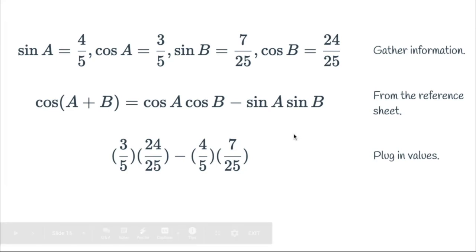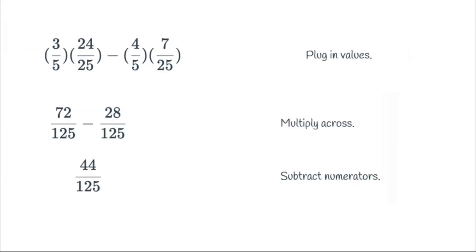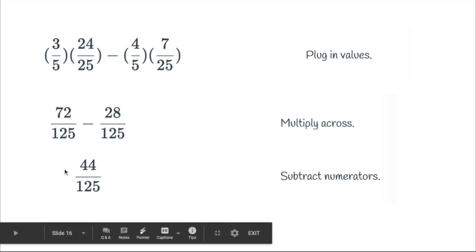All right, I'm going to go ahead and show you what happens when you do that. You should get 72 over 125 minus 28 over 125. And then you are going to subtract your fractions. You're just subtracting numerators. So your final answer is 44 over 125.